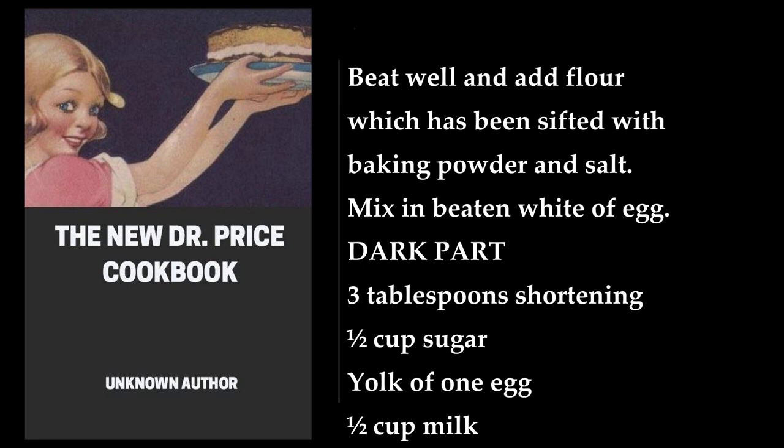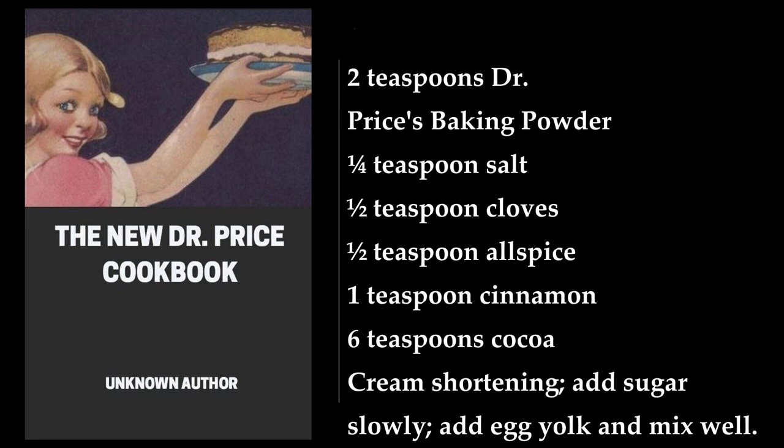1/2 cup milk. 1 cup flour. 2 teaspoons Dr. Price's baking powder. 1/4 teaspoon salt. 1/2 teaspoon cloves. 1/2 teaspoon allspice. 1 teaspoon cinnamon. 6 teaspoons cocoa. Cream shortening, add sugar slowly, add egg yolk and mix well.